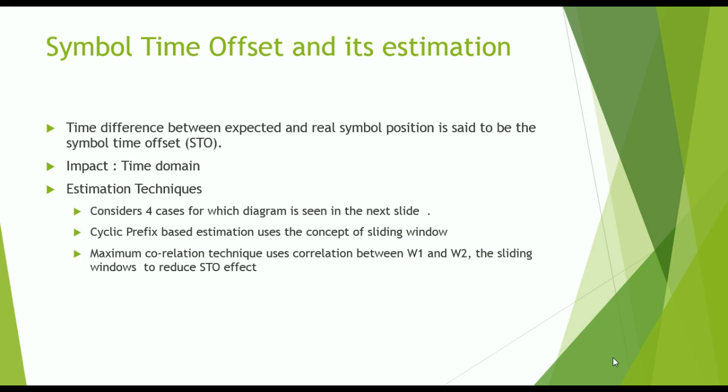The cyclic prefix is based on a sliding window, and these windows can slide to find the similarities between the samples, and the similarity between them is maximized when the difference between them is minimized. The correlation technique, on the other hand, is used to nullify the STO by using the correlation between window 1 and window 2 that slides to reduce the effect of the STO.